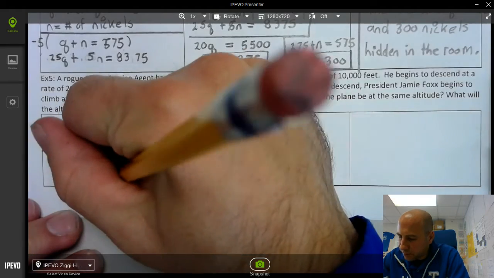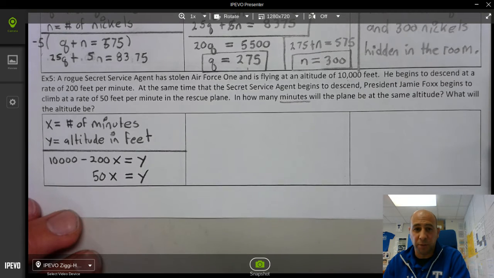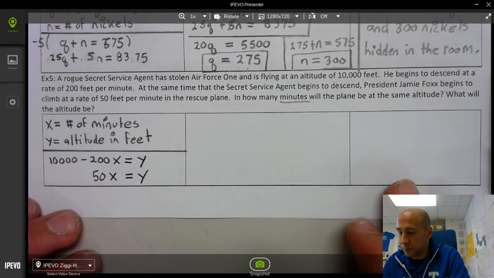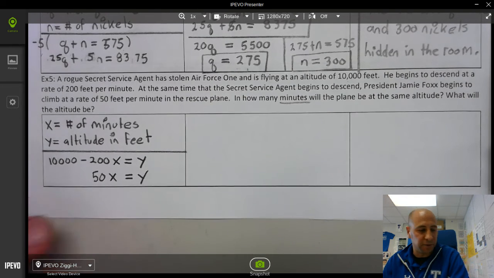So it's 50x equals a new altitude, which, by the way, if Jamie Foxx ever ran for president, I would vote for Jamie Foxx. He'd be an awesome president, as he showed in White House Down 1 and 2. All right, so vote for Jamie Foxx for president.